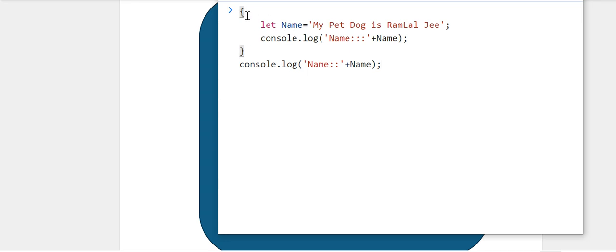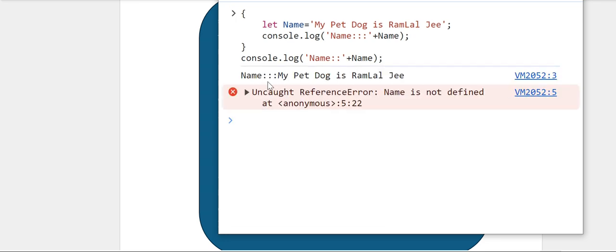The name is declared and defined inside the block level, and block level scope cannot be accessed outside of the block. That indicates it is a local declaration, local definition. So name is a local variable. Now let's execute this. You can see name prints: my pet dog is Ramlal. But here we are getting name is not defined at line 22, meaning name is not accessible outside. So that is the difference between local and global.